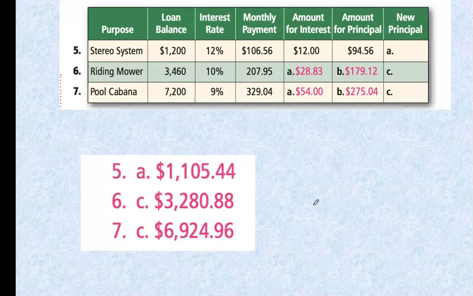So hopefully you got these right. Here's the answers for A, B, and then C, the new principal. Step number 3 is all right here.